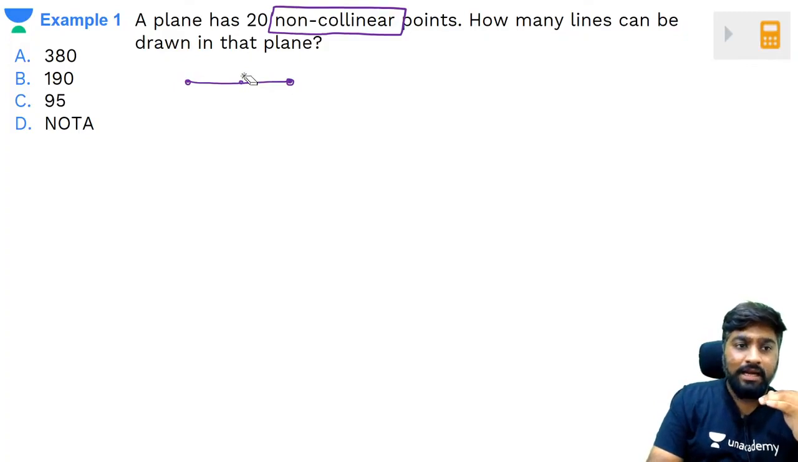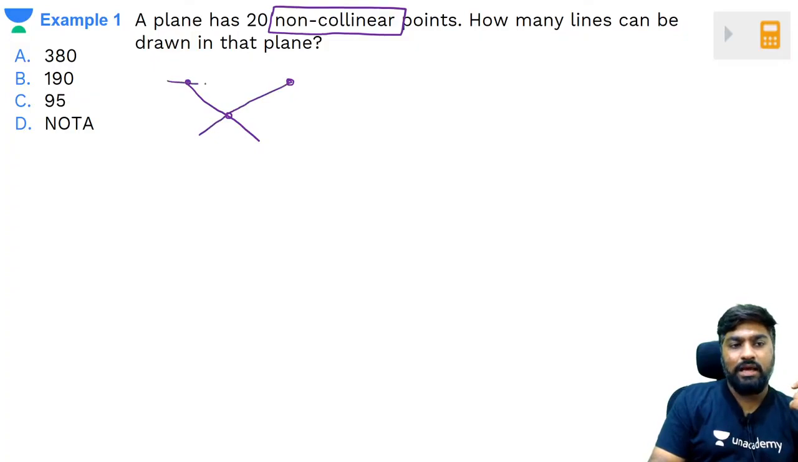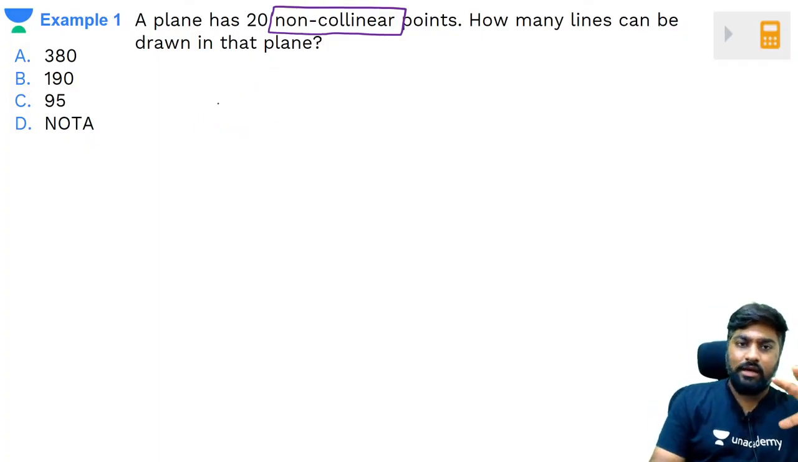On the other hand, if I have a point like this, there is no way that I can draw one line wherein all 3 points are touched. I can't, right? I'll either have to draw a straight line like this, or like this, or like this. So there's no way in which we can form a straight line with all non-collinear points in it. Now what is the question asking? How many lines can be drawn in that plane? A plane with 20 non-collinear points.